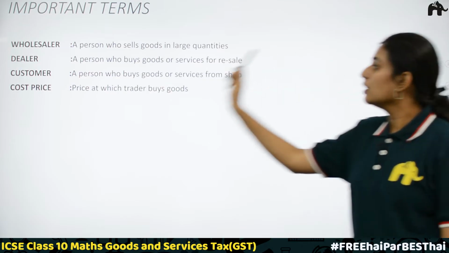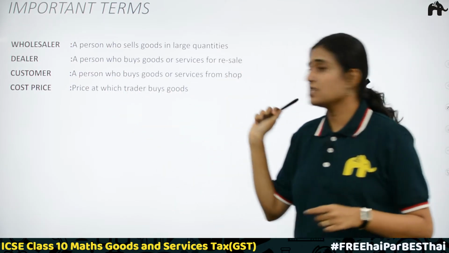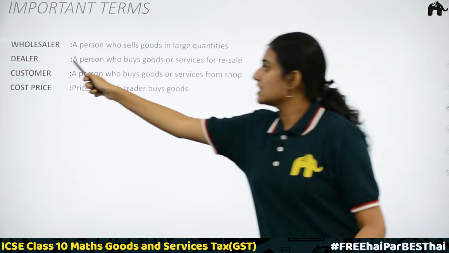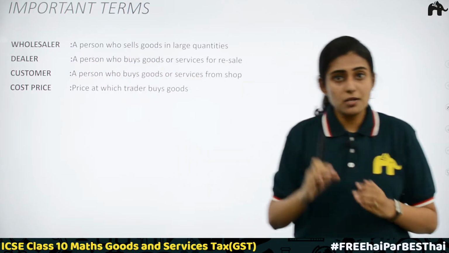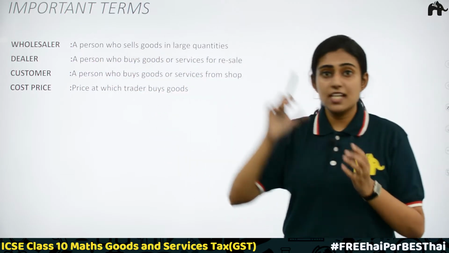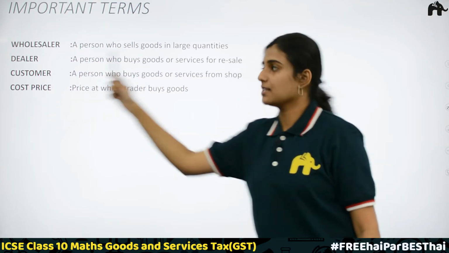Next, cost price. Cost price is the price at which a trader buys goods. So here, let's take the dealer. Dealer is getting goods from the wholesaler. At what price the dealer purchases the goods from the wholesaler is what the cost price is.